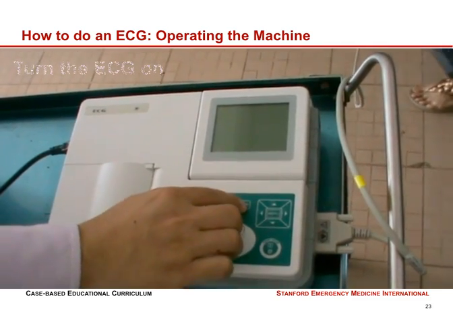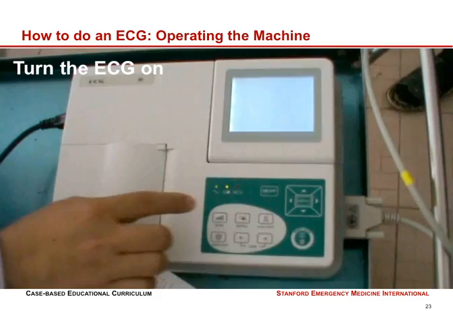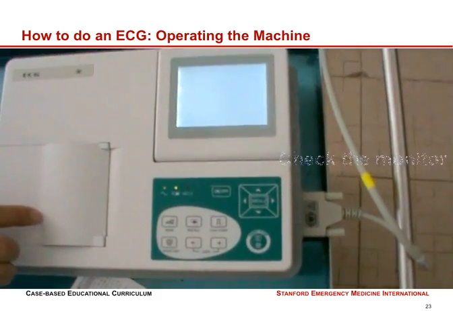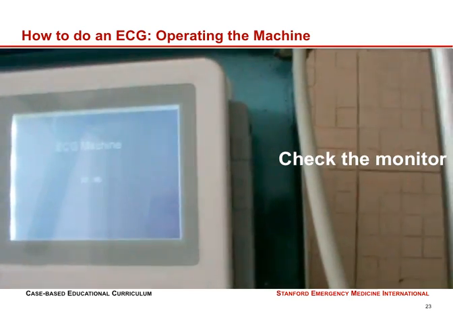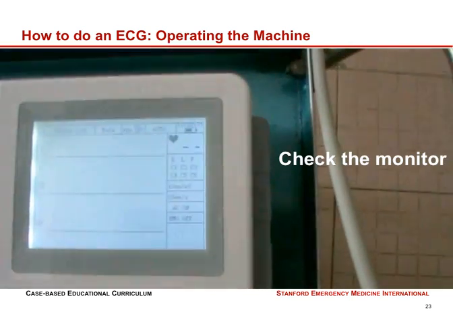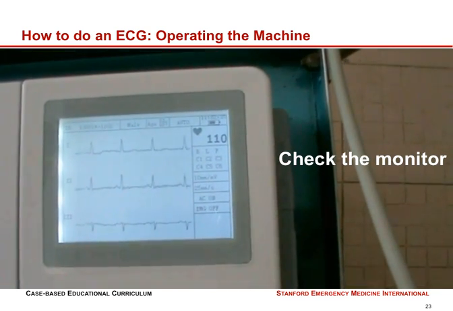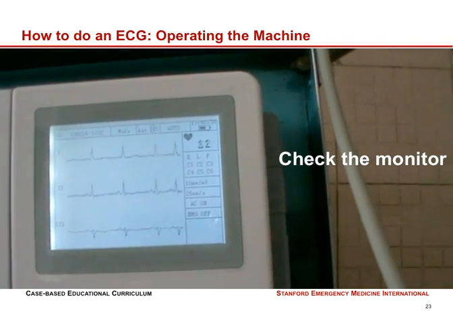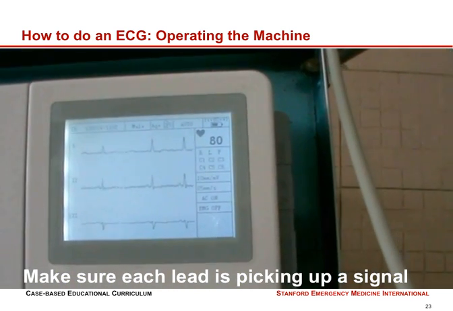Now let's talk about operating the machine. First, turn the ECG machine on with the on button. Then, check the monitor. Check not only that the monitor is turning on, but also that the heart rate is declining, as it will initially look a little faster than it really is, and that each lead is picking up a signal with a QRS.